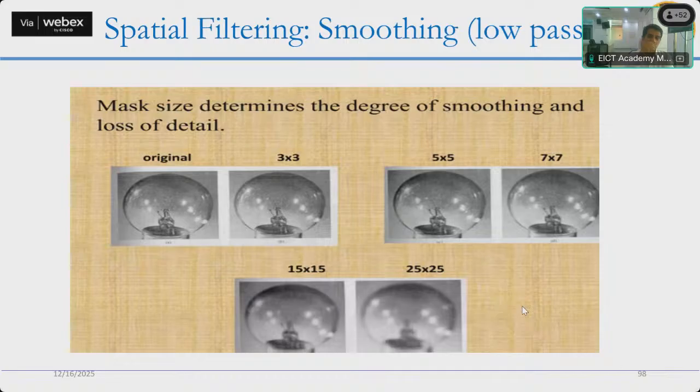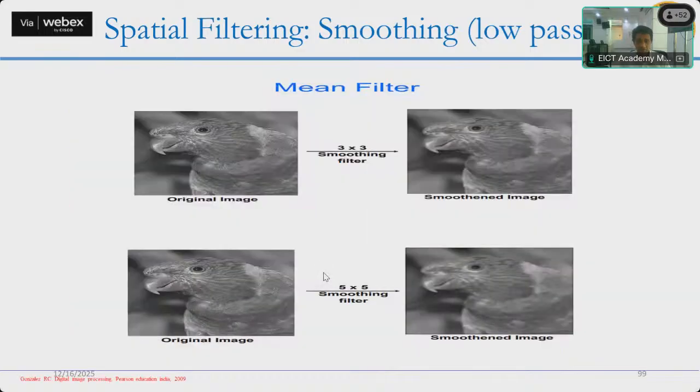Filtering again, see what smoothing is. Smoothing means ruling out the noises in the surrounding, where mask size determines the degree of smoothing and loss of detail. 3 by 3 images there, 5 by 5, 7 by 7, 15 by 15, 25 by 25. And here, when we are applying the mean filter, how does the smoothened image look? Here, we have shown it on the image of the bird.